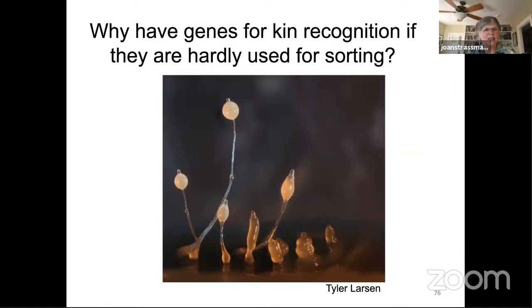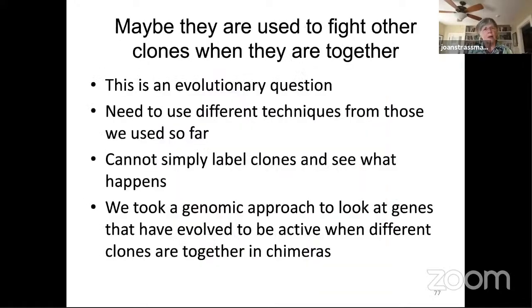So this complicates the picture and really makes us ask, well, why would you even bother to have genes for kin recognition, important genes that are the most variable, therefore highly selected in the entire population, if they don't even bother to use them for sorting? This just seemed ridiculous to us. So then we thought, well, maybe they're used to fight other clones when they're together. So maybe they're not using them for sorting at all, but they're using them in that battle to not be stock. This is an evolutionary question, will not have escaped your attention.